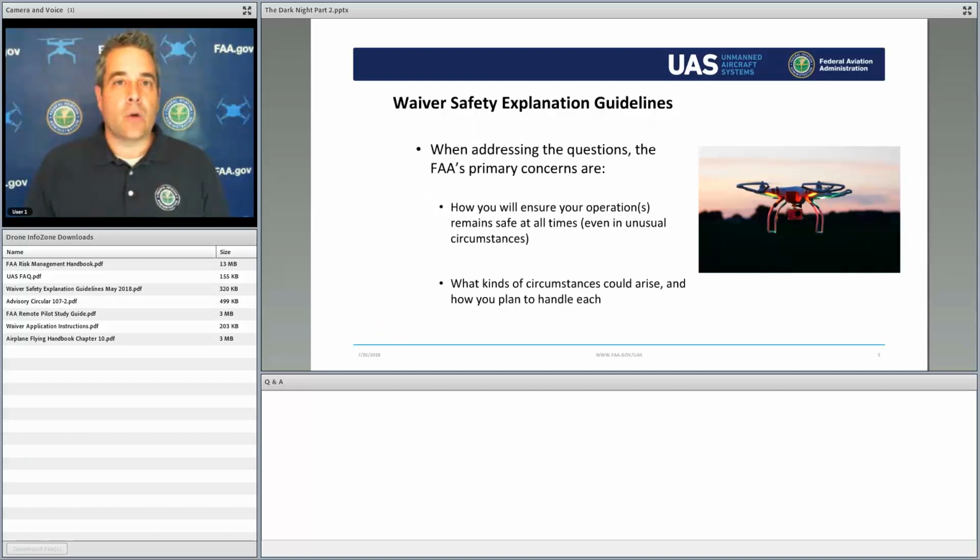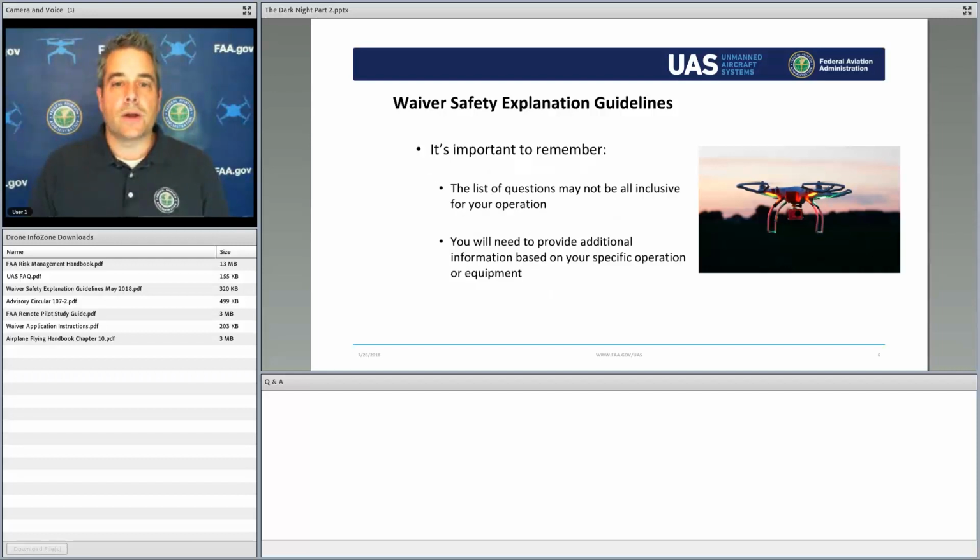When you're filling out your waiver application, when you're looking at these questions, keep in mind what we as the FAA are looking for is how are you going to ensure your operation remains safe at all times. That is a key element in starting your safety case for your operation. And then if unusual circumstances or different circumstances arise, how are you going to handle that? This information must be included in your waiver application. And again, the waiver safety explanation guidelines, a great place to start.